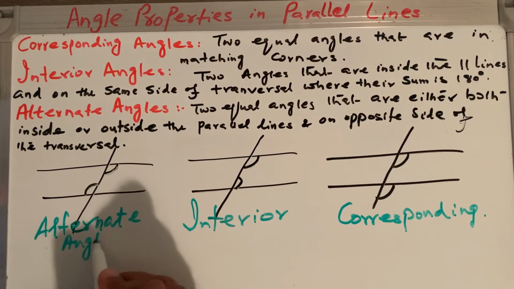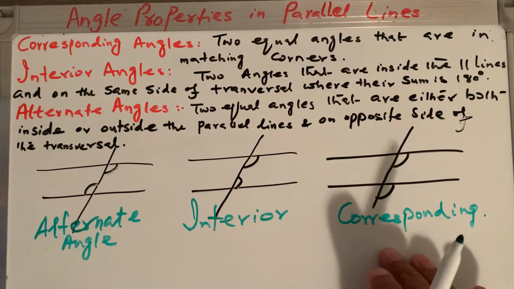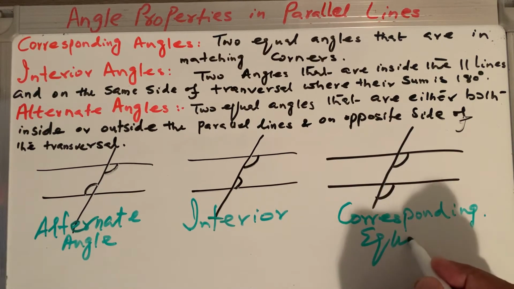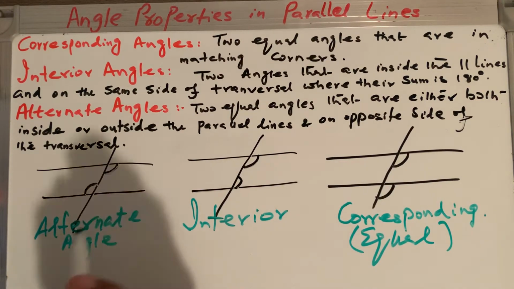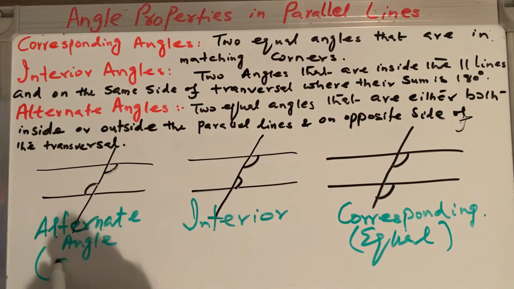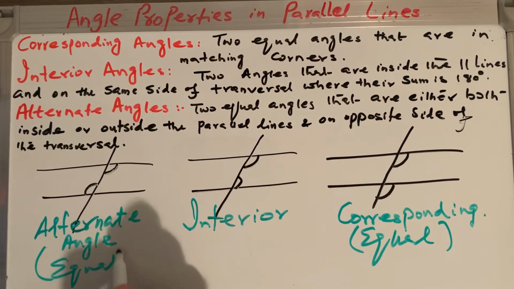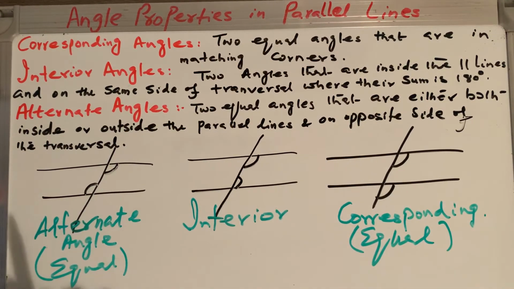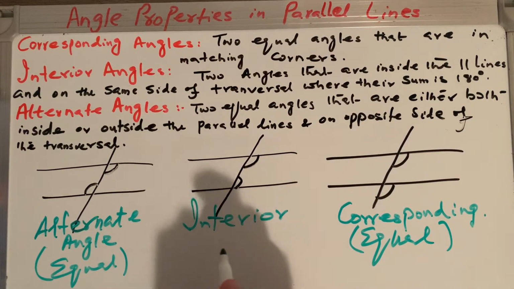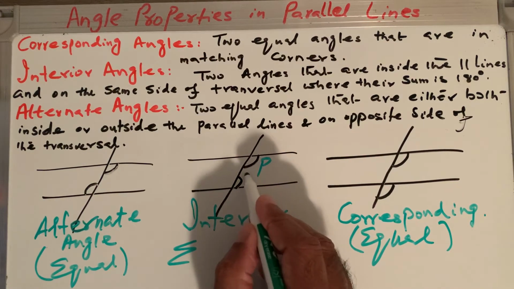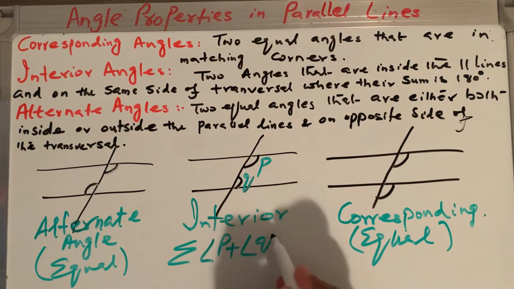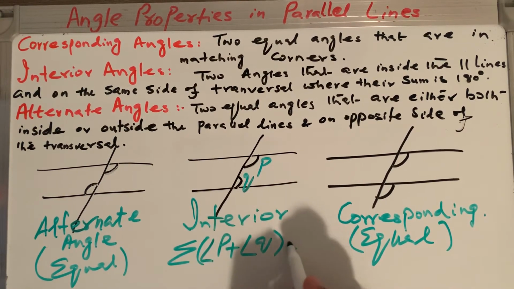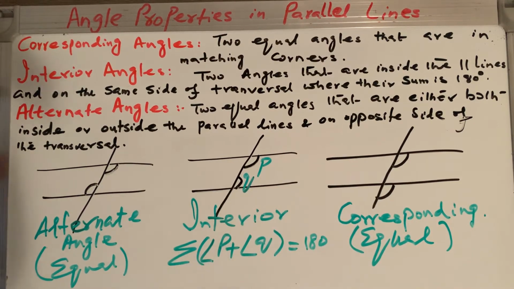Be mindful that corresponding angles are always equal, and alternate angles are also always equal. But for interior angles, the sum is what matters. If I call them P and Q, the sum of angle P plus angle Q would be 180. So this is what we learned so far.